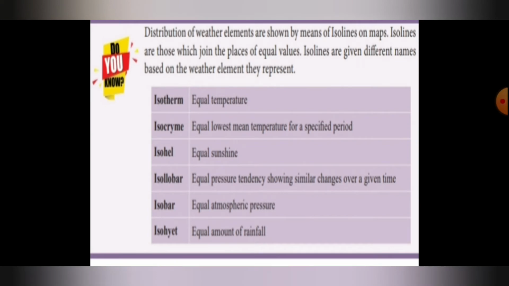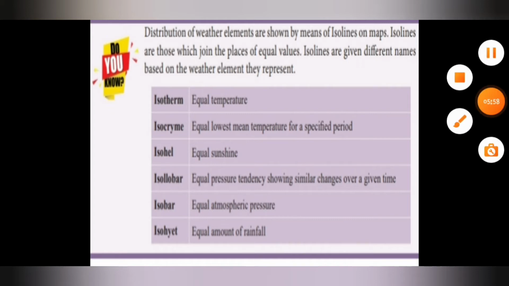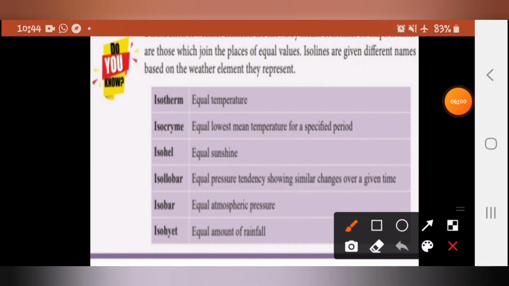The distribution of weather elements is shown by means of isolines on a map. You can see isolines on the map which show the distribution of elements. Isolines are those which join places of equal values. Isolines are given different names based on the weather element they represent. They have given a few terms here. The first one is isotherm. What is isotherm? Isotherm is equal temperature.